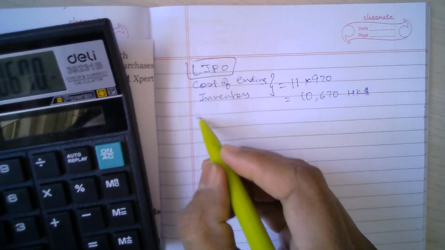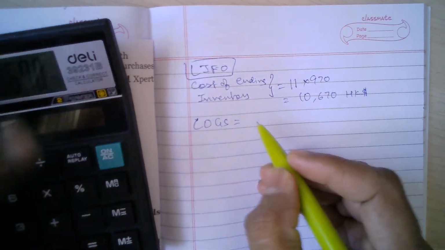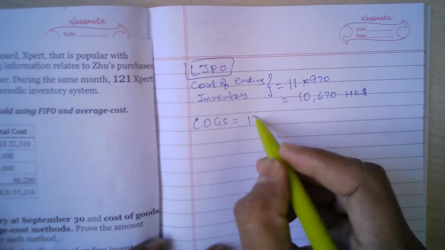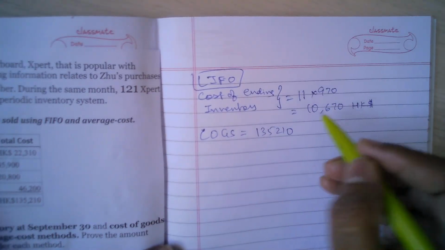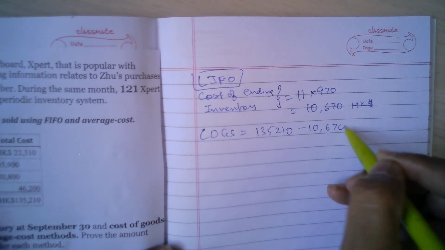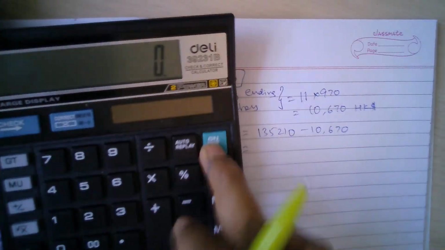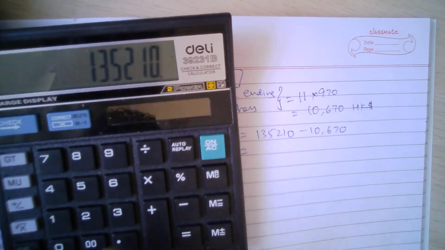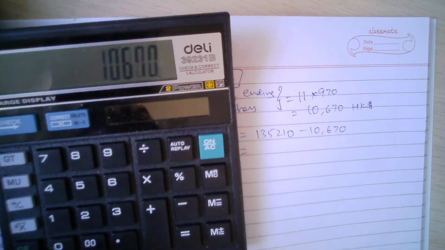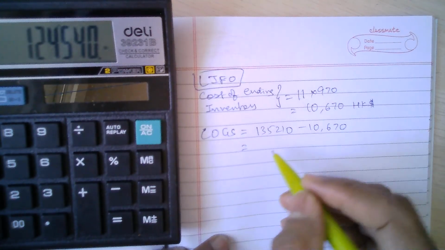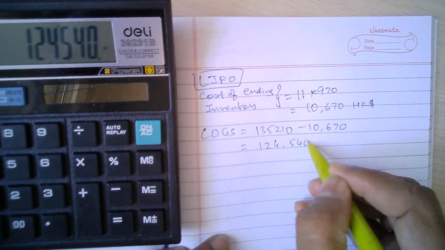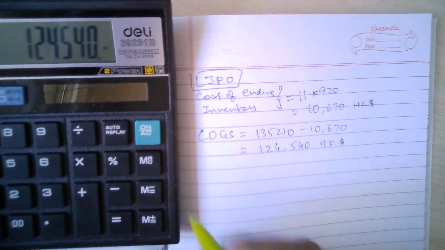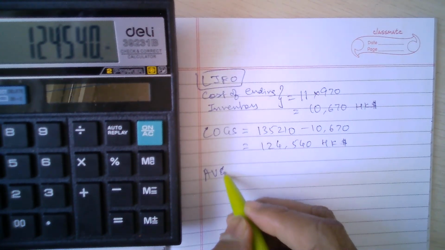Now the cost of goods sold, COGS, is nothing but the total cost of inventory, 135,210, given in the question. From that I remove this 10,670. So 135,210 minus 10,670, and I'm getting 124,540. Now the average cost method.